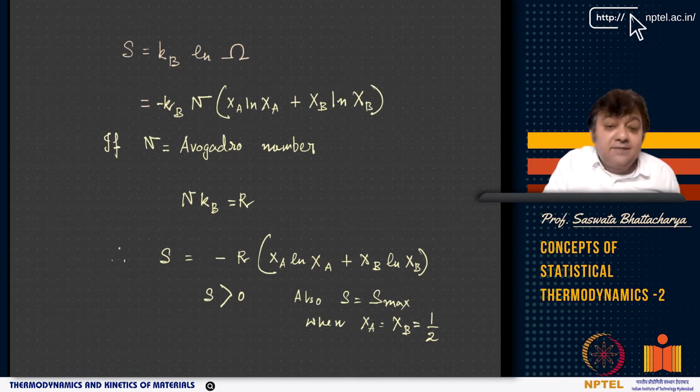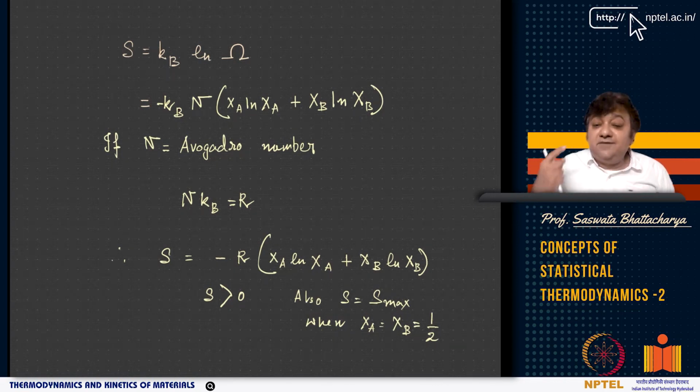Let n be the Avogadro number. If n is the Avogadro number, then n times kB is nothing but R, the universal gas constant. So S comes out to be minus R xa ln xa plus xb ln xb. Now remember, when xa equals 1, then ln 1 is 0, but ln xb is undefined, because xb becomes 0. So xa and xb have to be greater than 0 but less than 1. That means they have to be fractional.